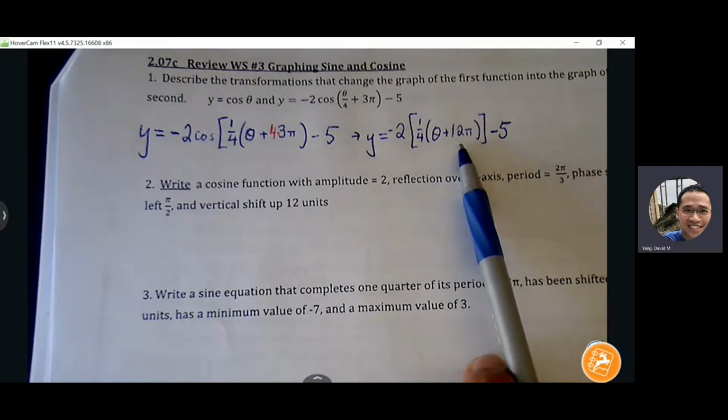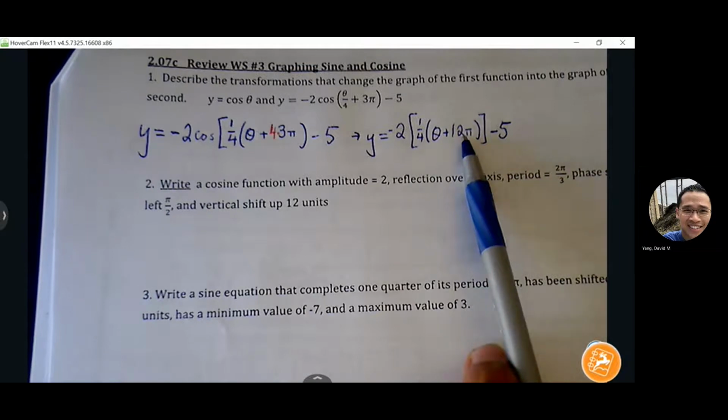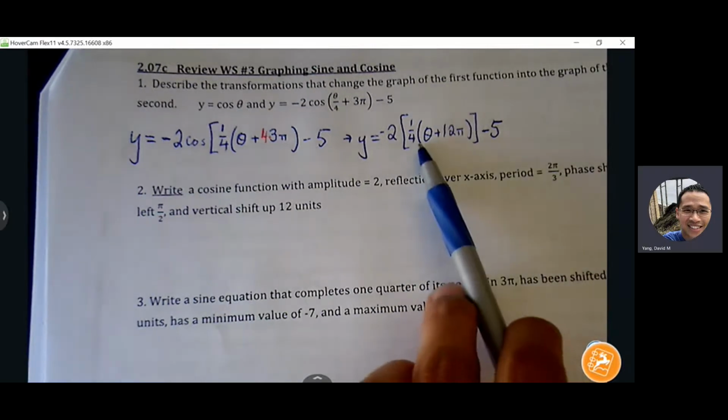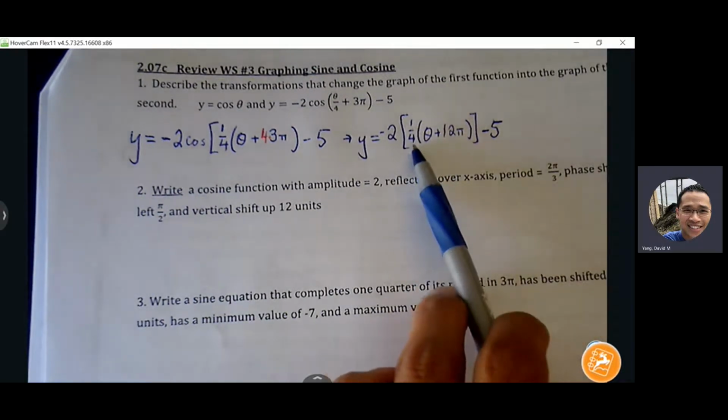What is that 12 pi going to do? Shift the graph what? Left, yeah, opposite, right? Opposite. So left by 12 pi, and then that -5 is going to go 5 down, right? So everything is a little bit opposite here as well.